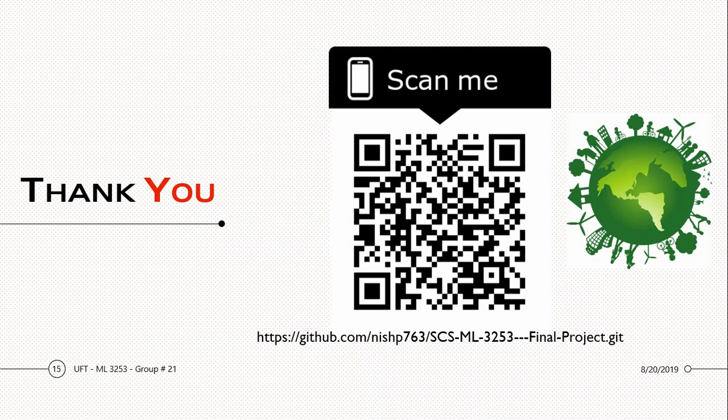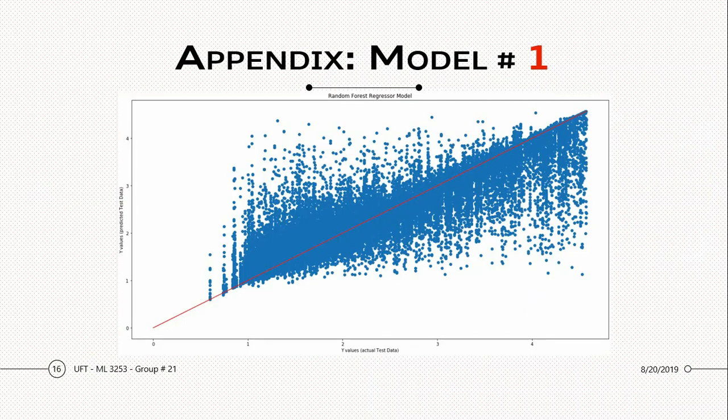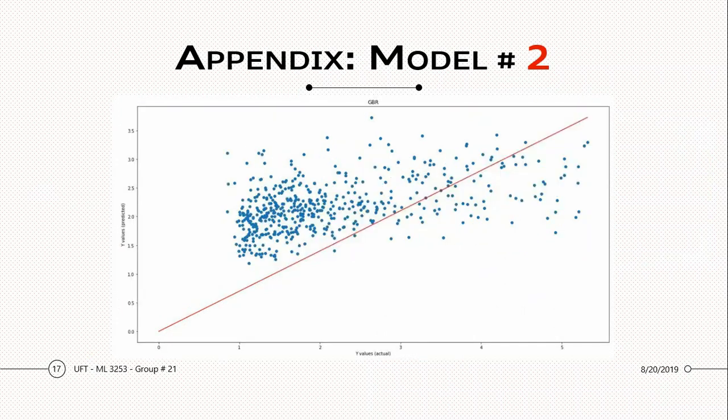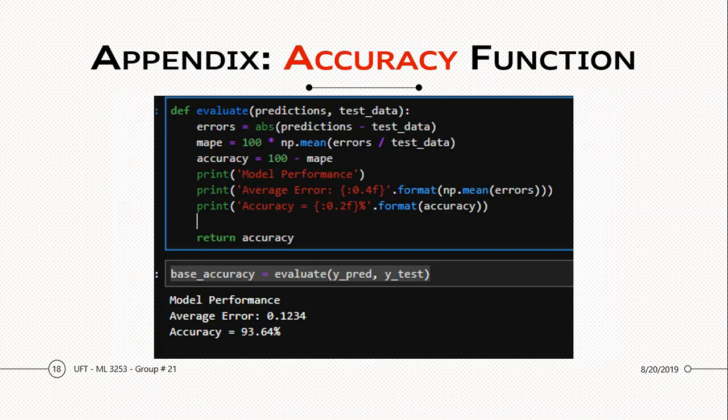For your reference, here is an overview of how our model compares the predicted values versus the actual values from the dataset. Here is a snapshot of the code that was used to come up with the accuracy score for regression models.